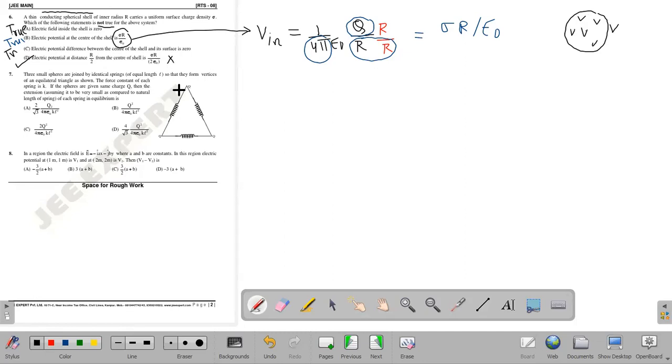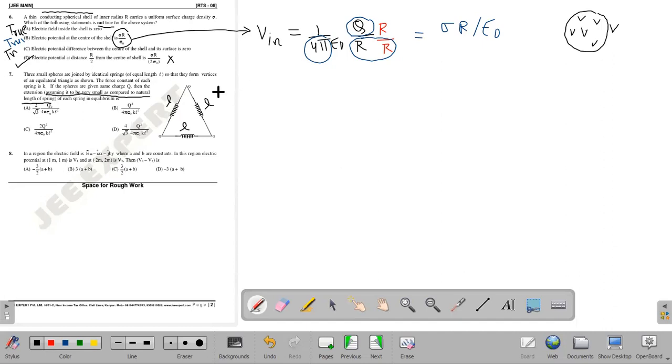For the seventh question, there are 3 identical springs holding 3 charges. Force constants are given. If the spheres are given some charges, then the extension is assumed to be very small as compared to the natural length. What does it mean? Why is this statement given in this question? Suppose the original length of a spring is L, and if the extension is very small, you can approximate the separation between the 2 charges as a constant separation of small L.